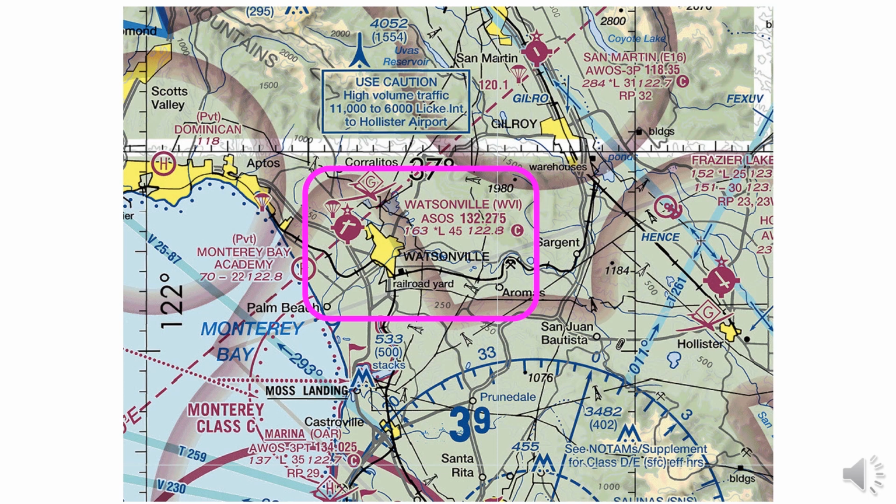Back to Watsonville. It's a non-towered airport. Recall that it has Class G airspace at the surface. It's close to the Monterey Class C airspace south. The San Francisco Class B and San Jose Class C airspace are nearby north and northeast, and the Santa Cruz Mountains are another obstacle north. How can we depart IFR?